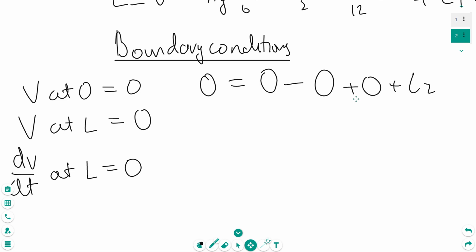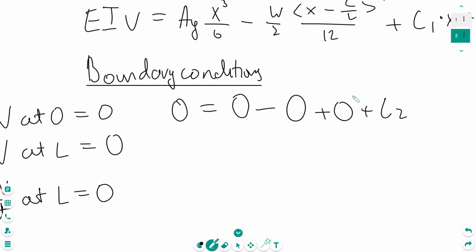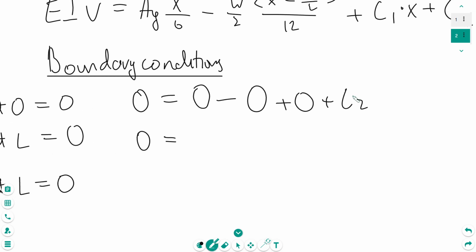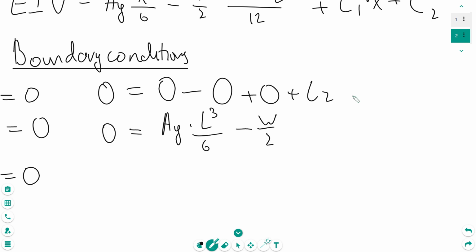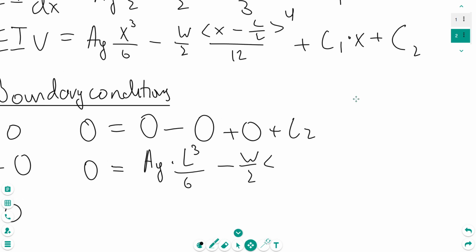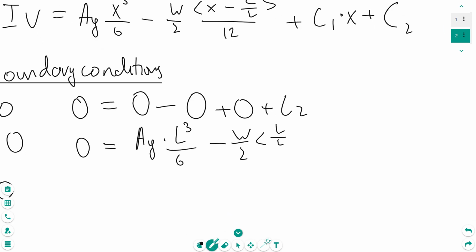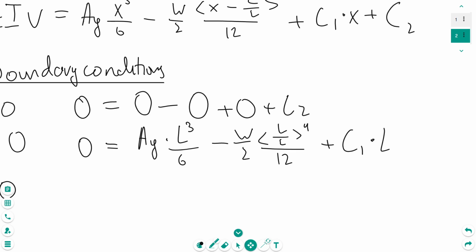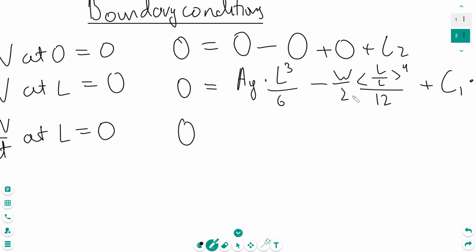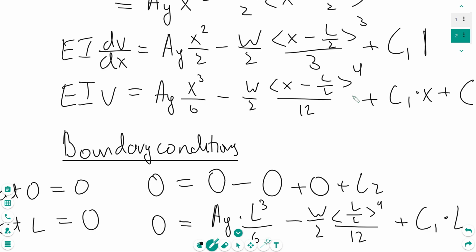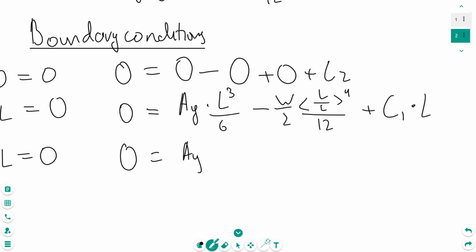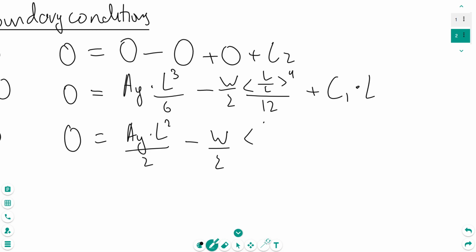If I write the function for v at L, I know that v, which is 0, is equal to ay times L cubed over 6 minus w over 2 times x minus L over 2, where x is equal to L, so therefore L over 2 to the 4th divided by 12 plus c1 times L. And then my final boundary condition gives me that 0 is equal to, using this equation, ay times L squared over 2 minus w over 2 times L over 2 cubed divided by 3 plus c1.